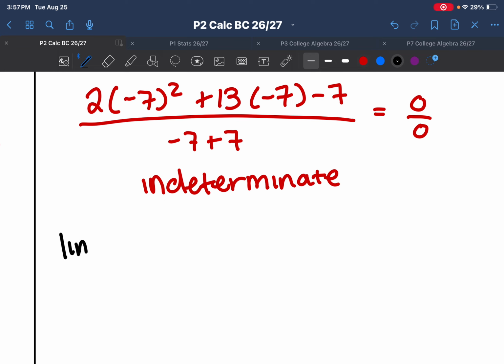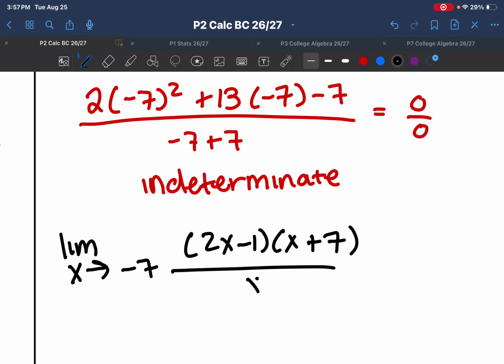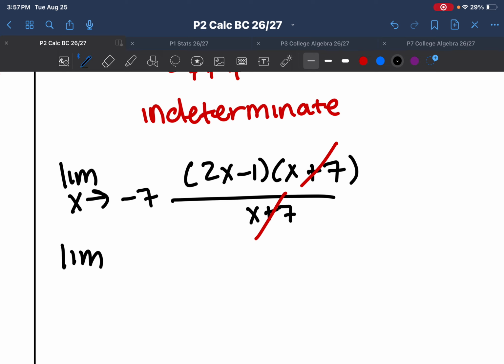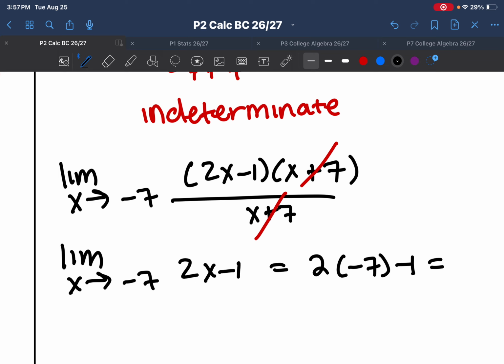So I have the limit as x approaches -7. And then I'm going to factor this by factoring it into 2x minus 1 and x plus 7, over x plus 7, which means the x plus 7 cancels, and I'm left with the limit as x approaches -7 of 2x minus 1, which is equal to 2 times -7 minus 1, which is -15.